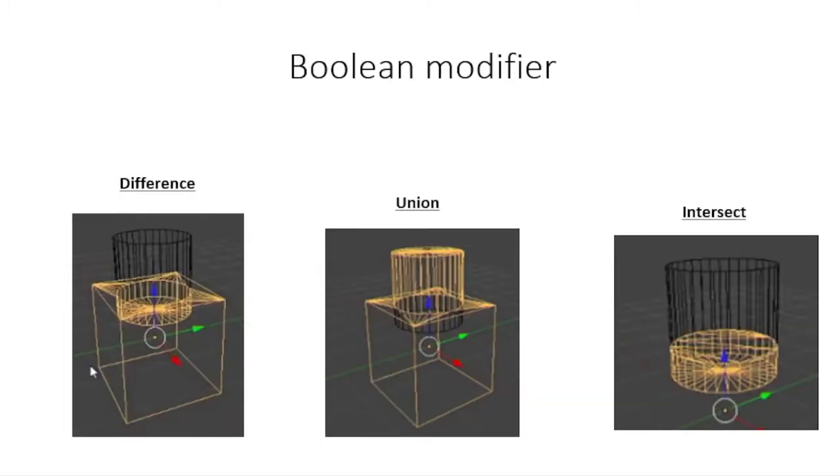Boolean modifier has 3 options: difference, union, intersect. Difference takes away from the object where the 2 objects overlap. Union adds the 2 objects together except for the overlap. And intersect is the area where the objects overlap and nothing else.